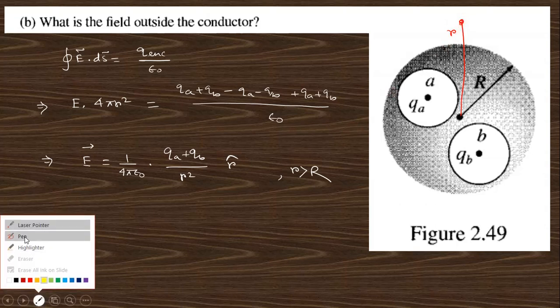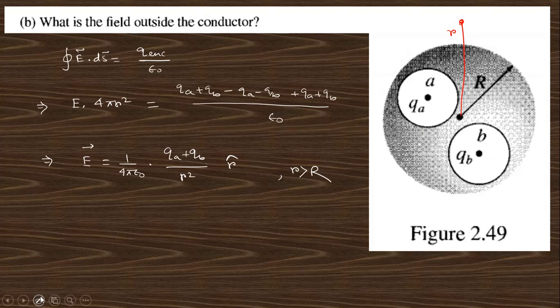You remember that the charges at that region are: this one, minus qa induced; this one, minus qb induced; and at that region, qa plus qb. So the total charge in this sphere will be: qa minus qa cancels out, qb minus qb cancels out, only qa plus qb remains. So the field is (qa plus qb) by r square. Okay, so this is using the Gauss theorem. You can obtain the electric field outside the sphere.